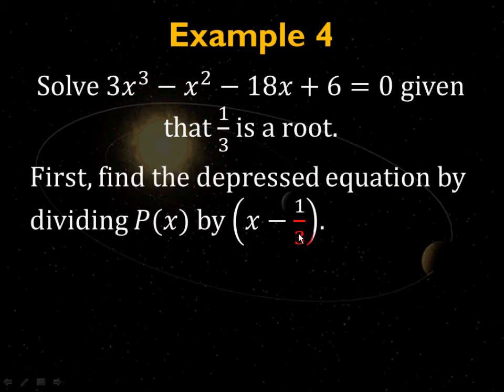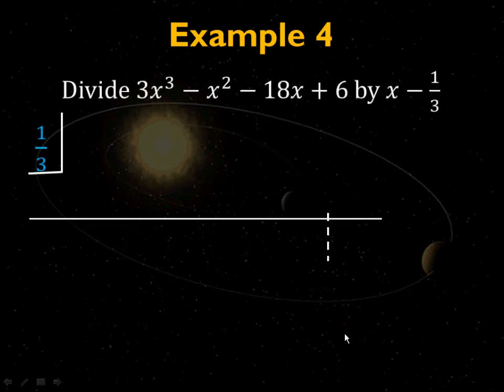So first, find the depressed equation by dividing p of x by x minus 1/3. Since 1/3 is a root, we know x minus 1/3 has to be a factor. And so we can divide this by this, but you might as well use synthetic division because it's a little cleaner. So if we set up our synthetic division, 1/3 is our value for c.